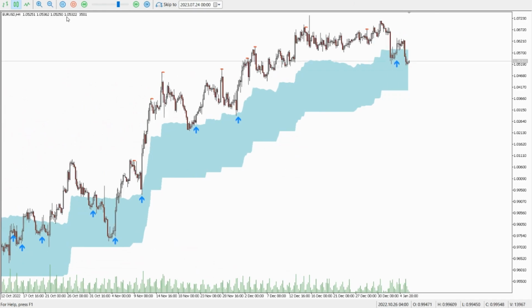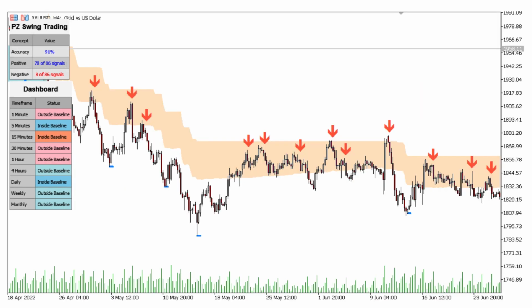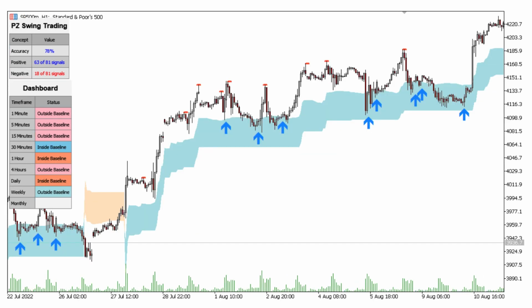Never miss a trading opportunity again. The Swing Trading Indicator is suitable for trading various instruments, including forex, commodities, indices, stocks, and crypto. And it's designed to work properly and provide value from daily charts to 1-hour charts.